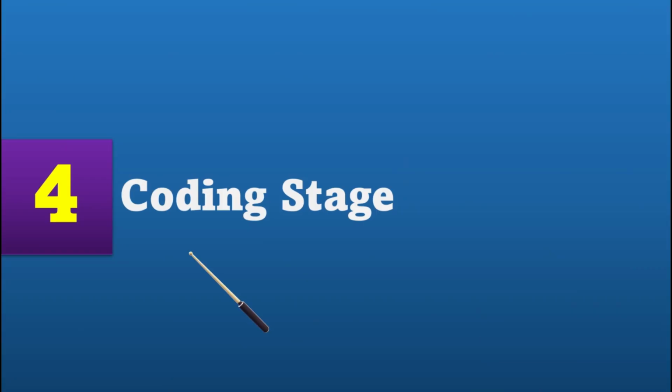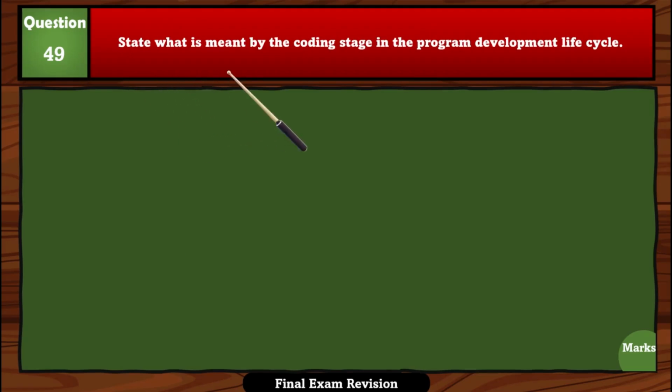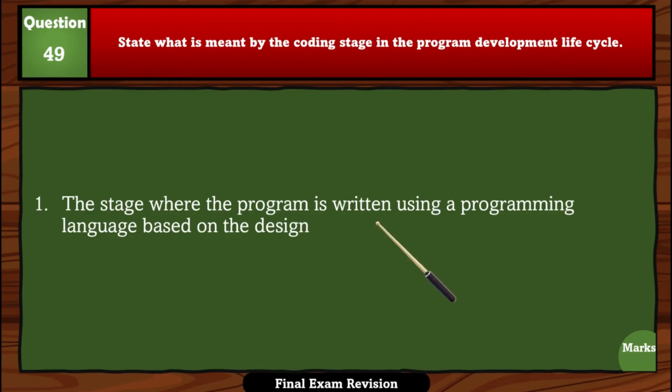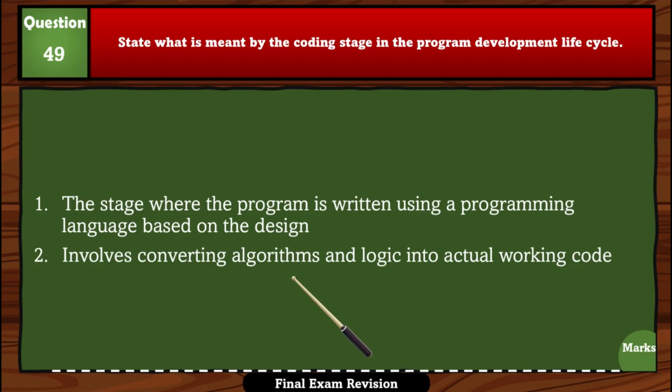Topic 4. Coding stage. Question 49. State what is meant by coding stage in the program development lifecycle. The stage where the program is written using programming language based on the design. It involves converting algorithm and logic into actual working code.